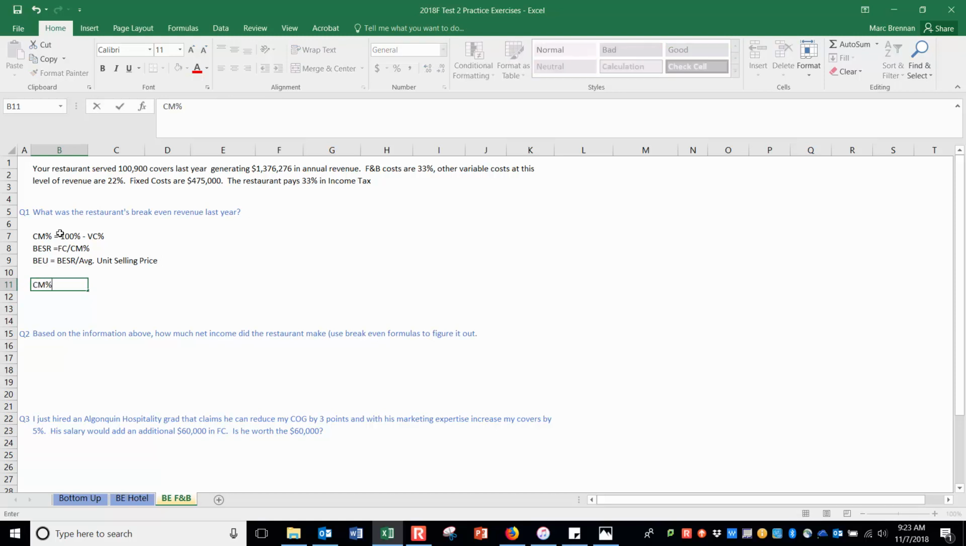So first, let's find out our contribution margin percentage. It's going to be 100% minus, and what are our variable costs in this case? Food and beverage costs, you should feel comfortable with the fact that those are variable costs because they fluctuate with sales, so 33%. And then we're going to also take away other variable costs, which are 22%. So my contribution margin percentage is 45%.